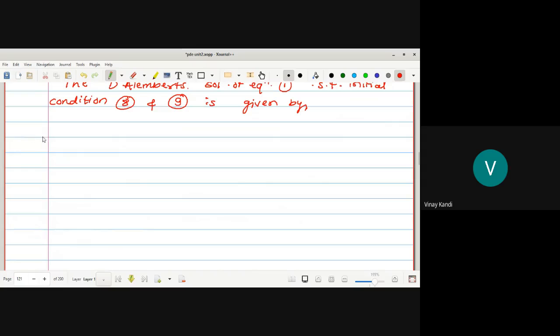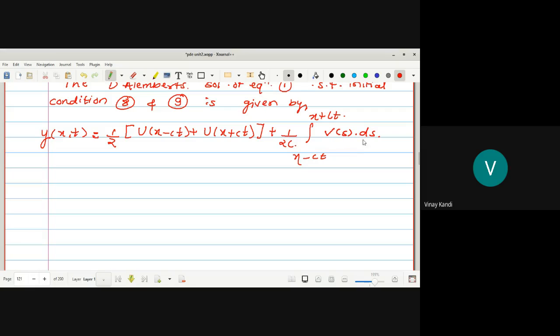आता इन्फायनाइट स्ट्रिंगला तुमचा प्रॉब्लेम कन्वर्ट झाला. So you can use the case number 1. Y of x t is equal to 1 upon 2 into capital U of x minus ct plus capital U of x plus ct, plus 1 upon 2c into integration of x minus ct to x plus ct of capital V of s ds. This is the equation number 12.